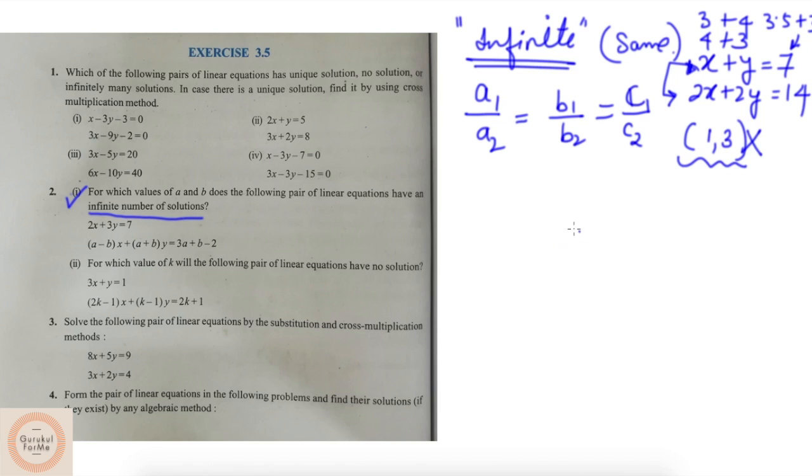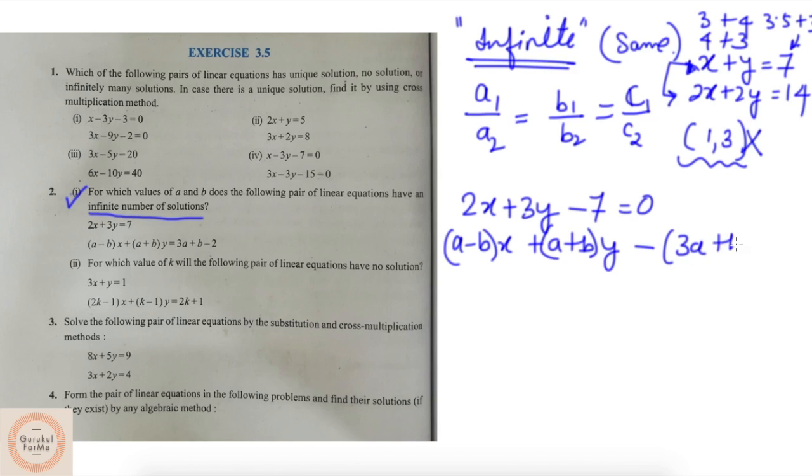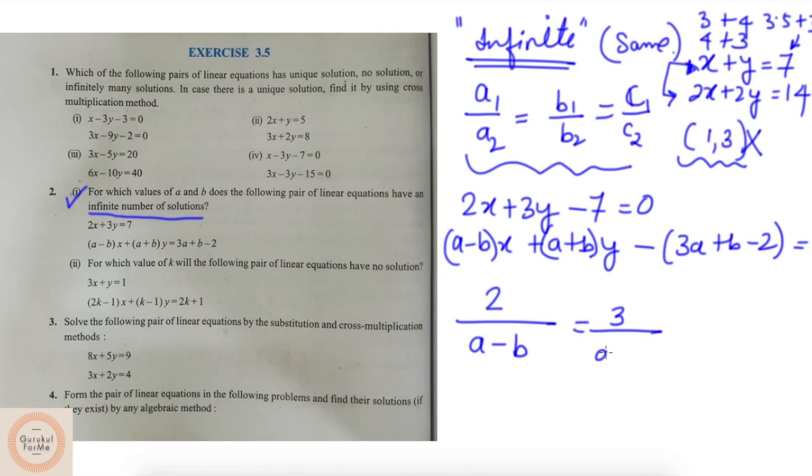Now let's look at which are the two equations here. You are saying 2x plus 3y minus 7 is equal to 0, and the second equation says (a minus b) x plus (a plus b) y minus (3a plus b minus 2) is equal to 0. Now let's use this logic, because we already know that they have an infinite number of solutions. So that is 2 divided by (a minus b) is equal to 3 divided by (a plus b) is equal to minus 7 divided by minus (3a plus b minus 2). Do we agree to this?